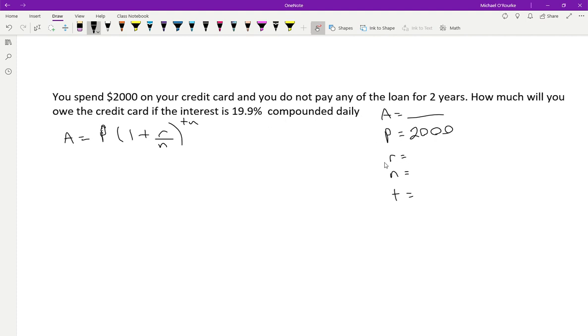What's my R in this case? What's my rate? 0.199, good. What's my N? How many times is it compounded per year? 365. And what's my T? What's my time in years? 2. So it's going to be set up like this.